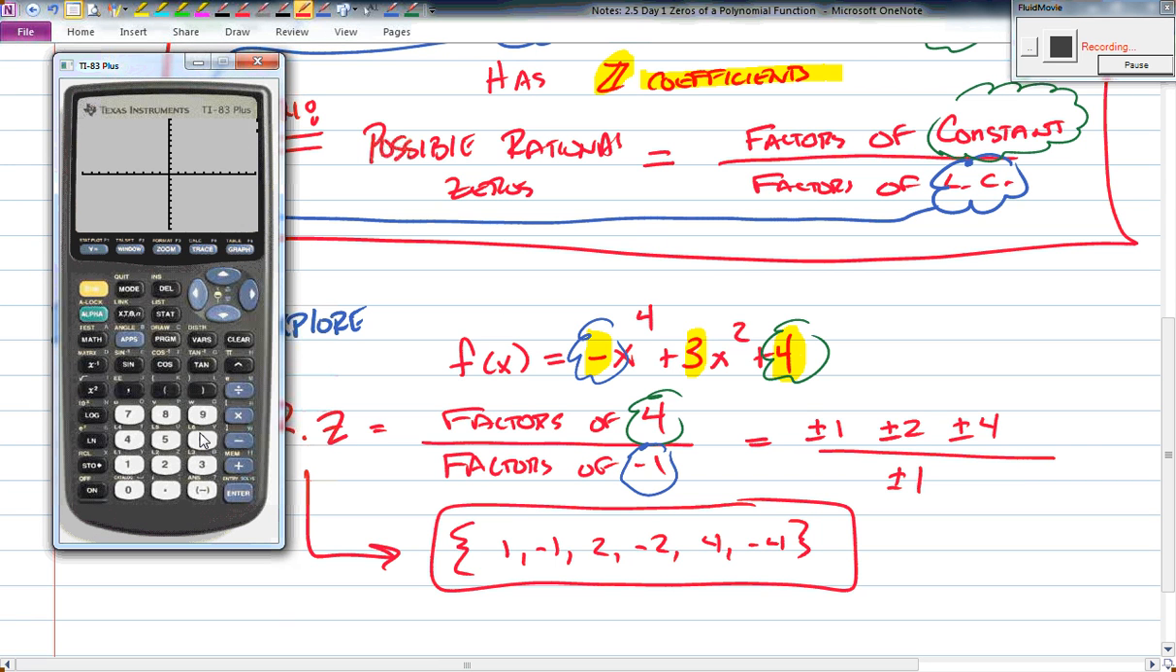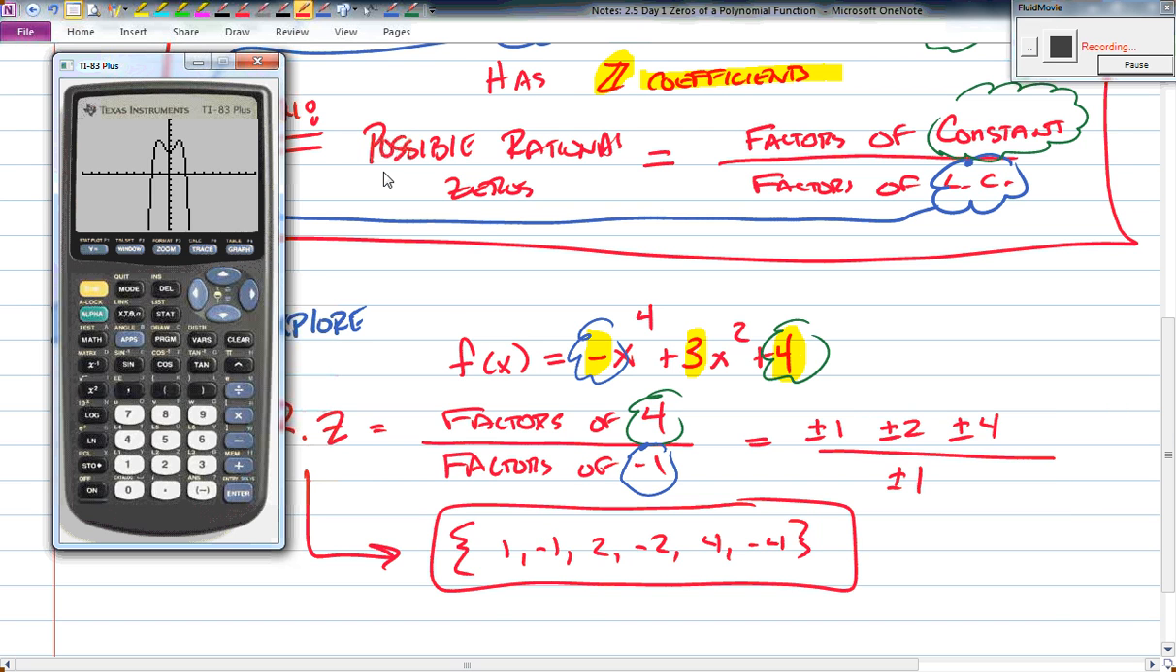So Zoom 6, check it out. You should see something that looks like that. It's kind of like a McDonald's symbol. Okay, look at the zeros or the x-intercepts. Does anybody see any? What do you think this one happens to be over here? What do you think? -2, right? So it looks like 2 and -2 are the zeros. Are those part of our list? Yep, they are definitely part of our list.